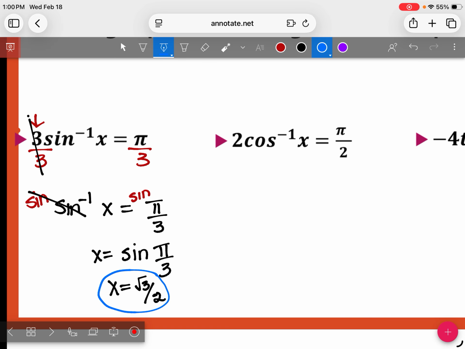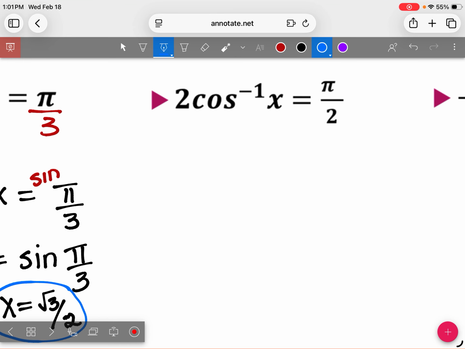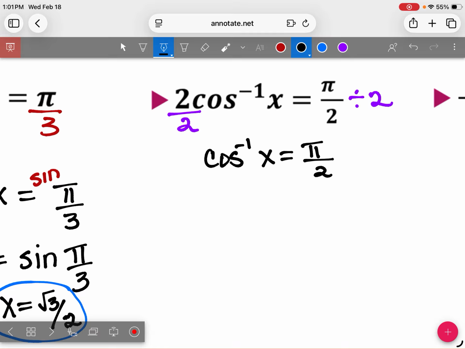All right, let's go ahead and look at our second one. So again, we're dividing both sides by 2, right? But when you divide by 2, we're actually doing a keep, change, flip. So when I'm dividing by 2 over 1, that's the same as multiplying by 1 over 2. Remember, whenever you divide fractions, you have to do a keep, change, flip.